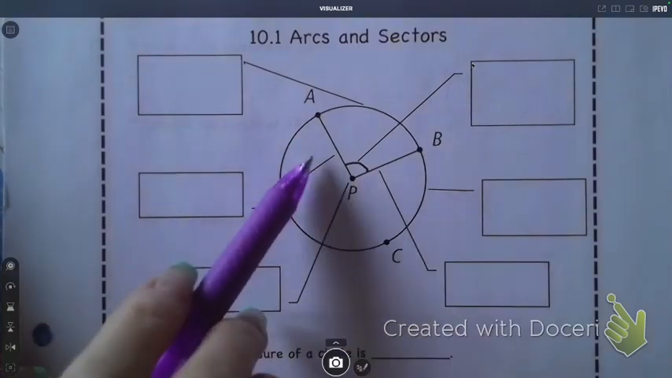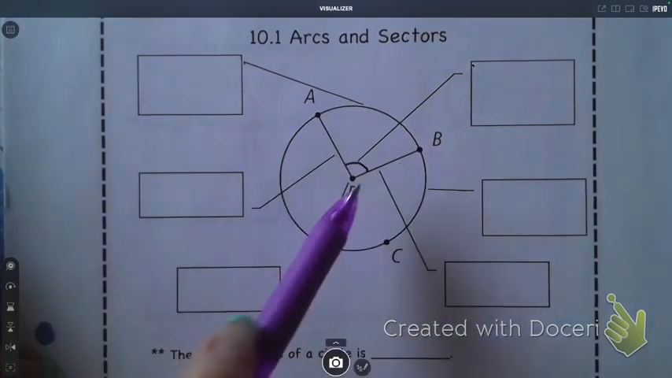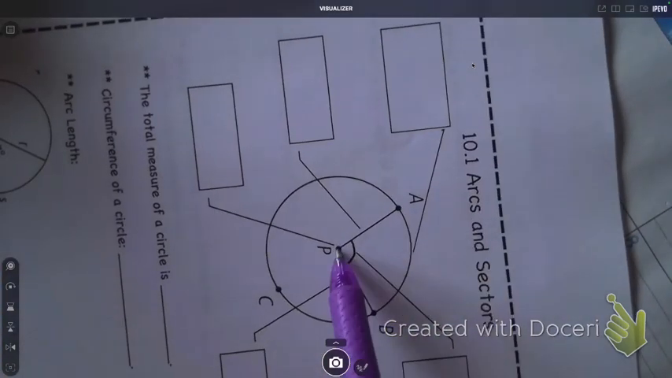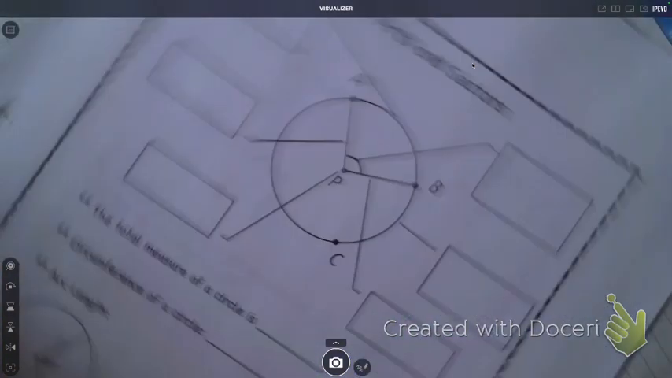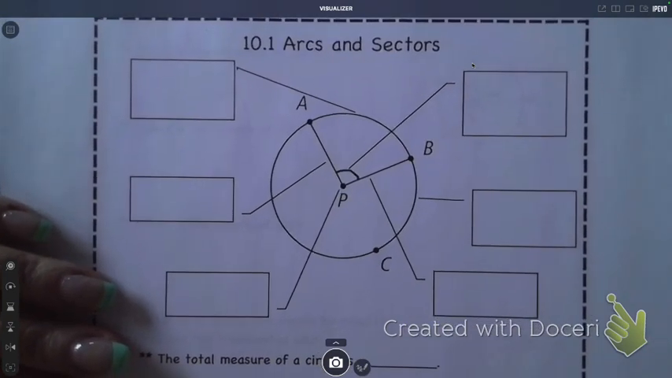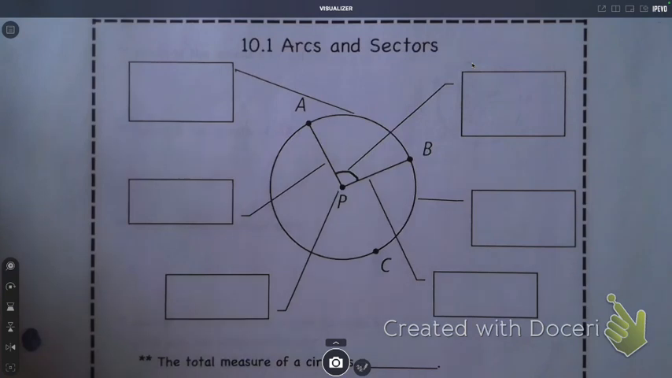What about Pac-Man? Does it look like Pac-Man? Yeah, a little bit. Like this is the mouth. Draw some teeth in there. So any portion of a circle is known as a sector.